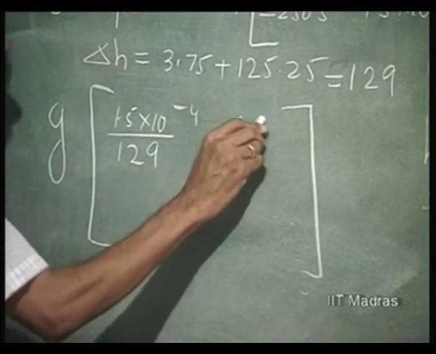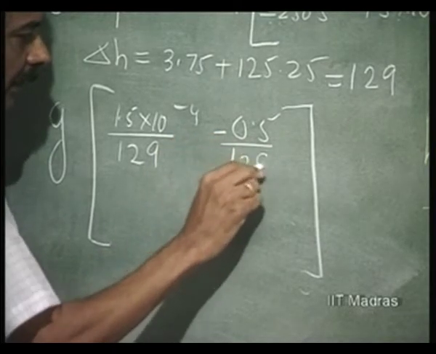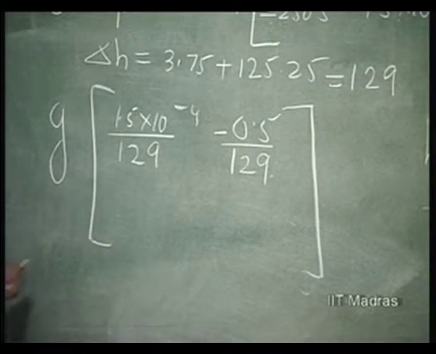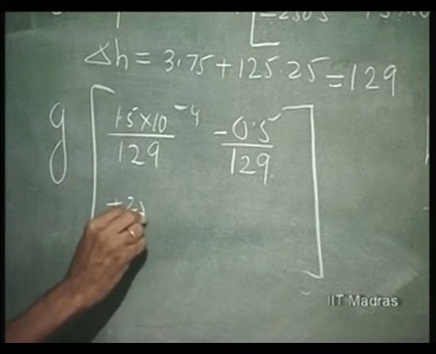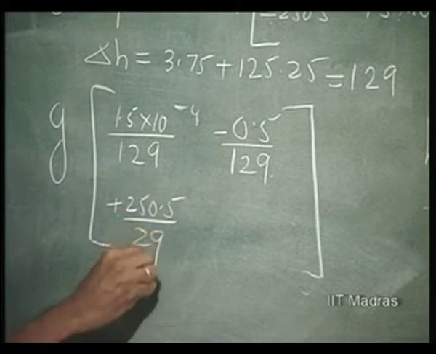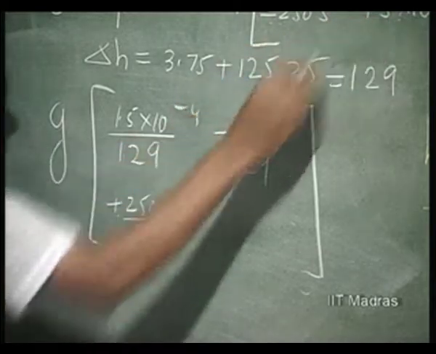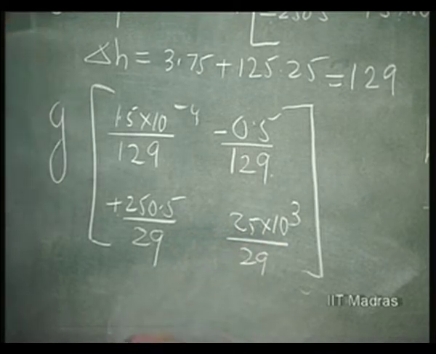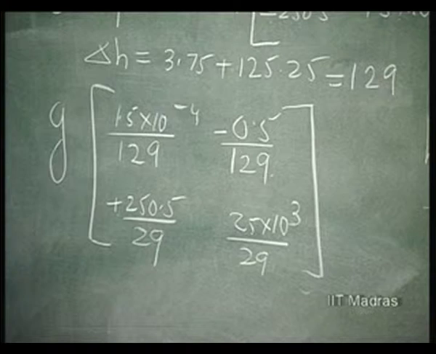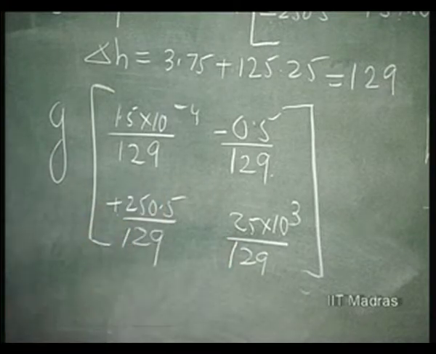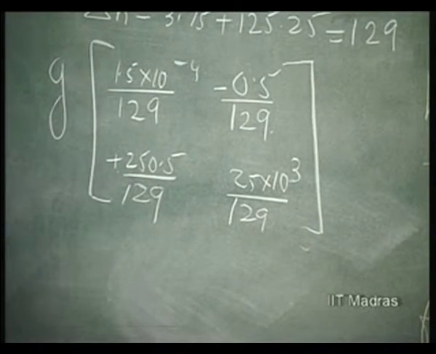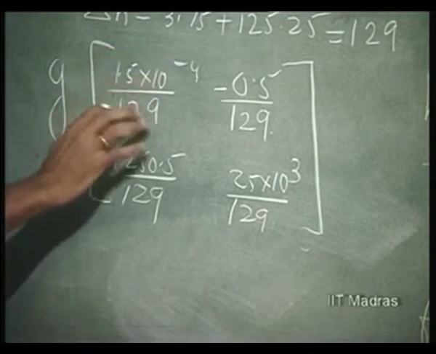So, 0.5, minus 0.5 by 129, and then what else here? This factor was plus 250.5 by 129, and this is 25 into 10 to the power 3 by 129, all these things are 129. So, let us now see what is happening. The parameters, for example, we are not interested in this itself.